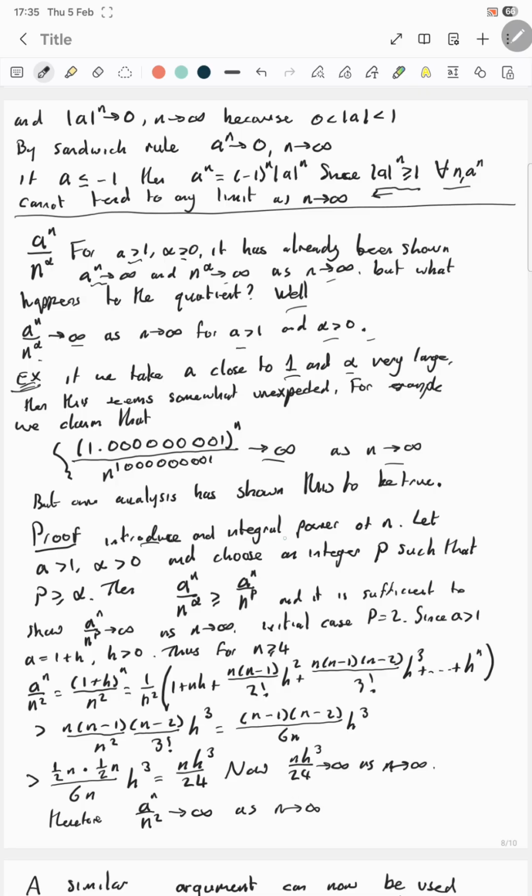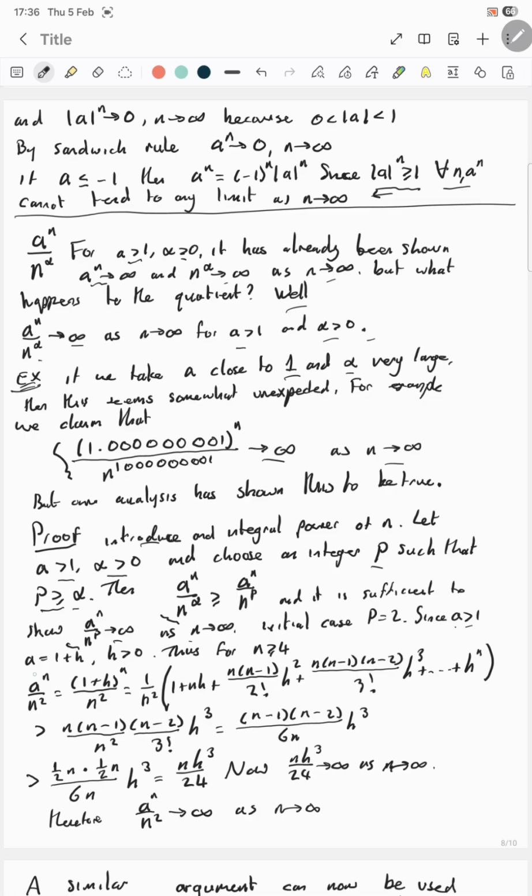Proof: introduce an integer power of n. Let a to the n, with a greater than 1 and alpha greater than 0, and choose an integer p such that p is greater or equal to alpha. Then a to the n over n to the alpha is greater or equal to a to the n over n to the p, and it is sufficient to show that a to the n over n to the p goes to infinity as n goes to infinity. So our initial case is p equals 2.